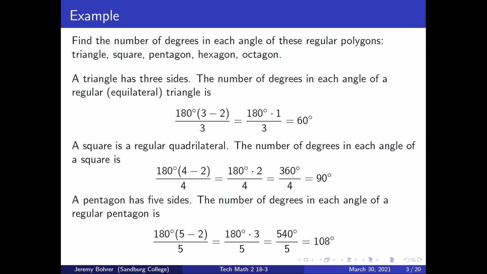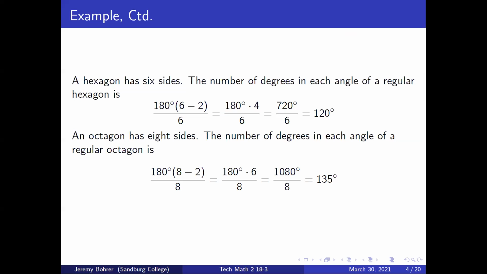A pentagon has 5 sides. The number of degrees in each angle of a regular pentagon is 180 degrees times 5 minus 2 over 5, which is 180 degrees times 3 over 5, or 540 degrees over 5, which is 108 degrees.